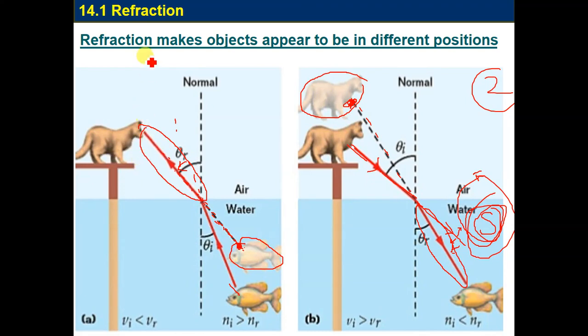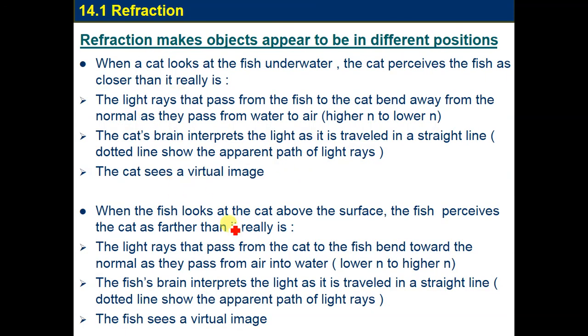So here we can understand from situation number 1 that whenever we look at something underwater, we see it closer than it really is. And we can understand from situation number 2 that whenever we are underwater, or animals or anything underwater, looking at something above water, we see it farther than it really is. Okay? So this is the explanation.